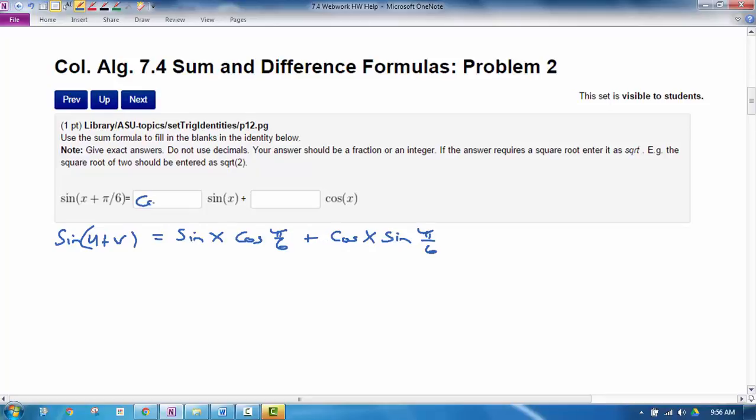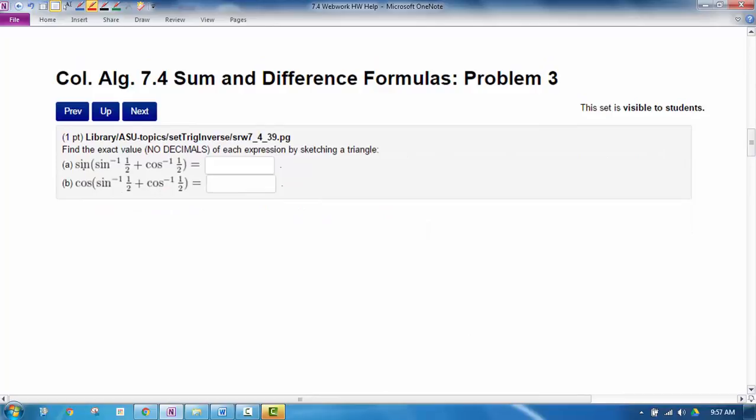And so now you can just see they want the cosine of pi over 6 right here, which is square root of 3 over 2 on your unit circle. And sine of pi over 6 is 1/2 on your unit circle. So this is right there, and this is right there. Okay, the next problem wants to find the sine of these two angles.